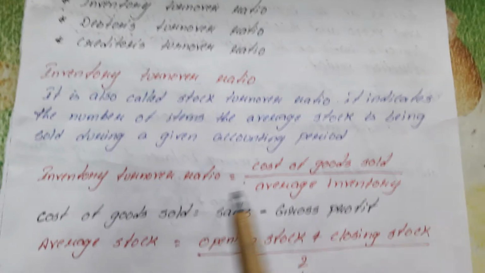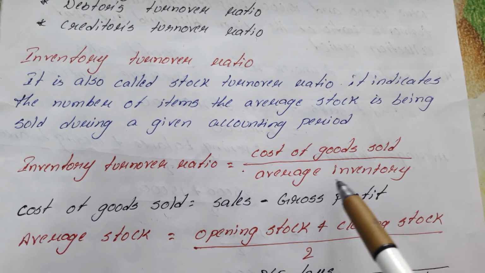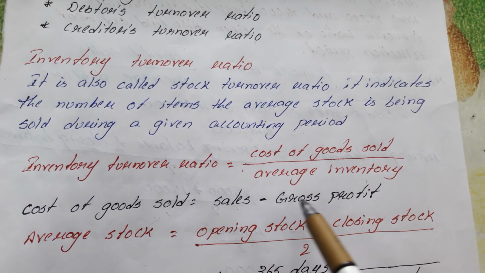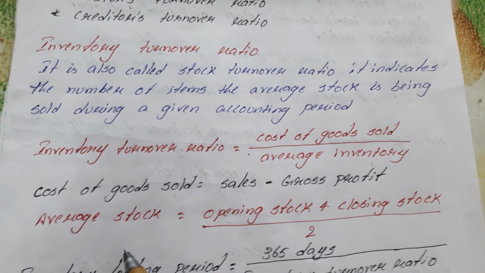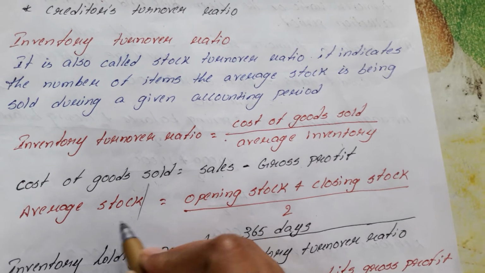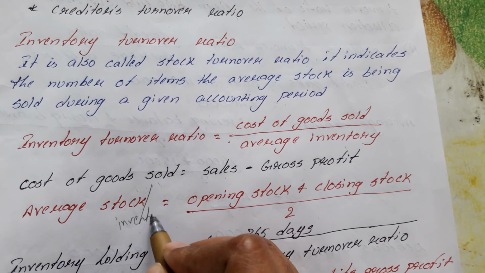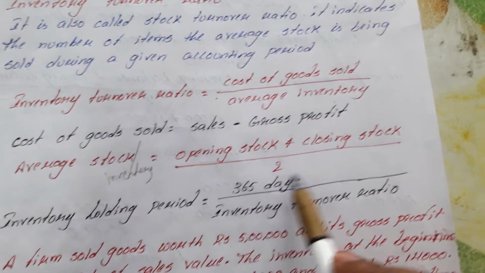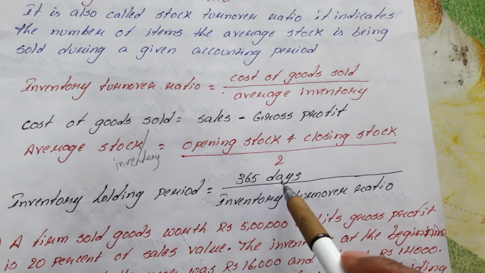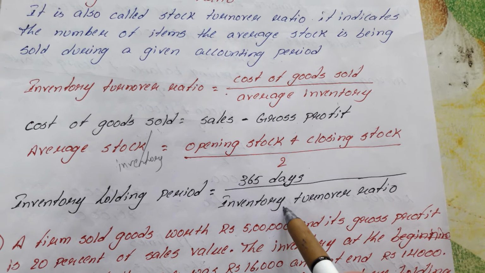The inventory turnover ratio formula is cost of goods sold by average inventory. Cost of goods sold we have a formula: sales minus gross profit. Next, average inventory, or we can say average stock. The average inventory formula is opening stock plus closing stock by 2. The inventory holding period formula is 365 days by inventory turnover ratio.